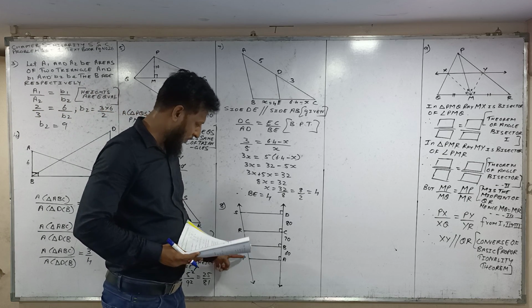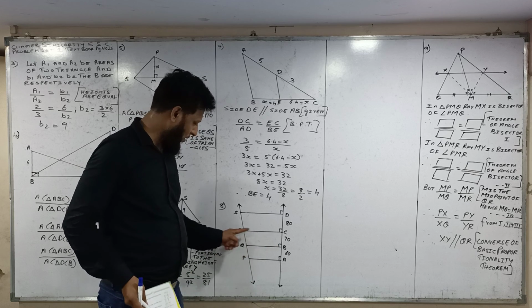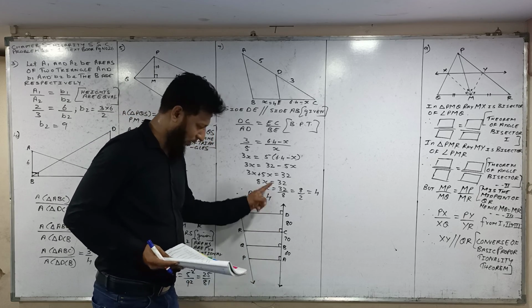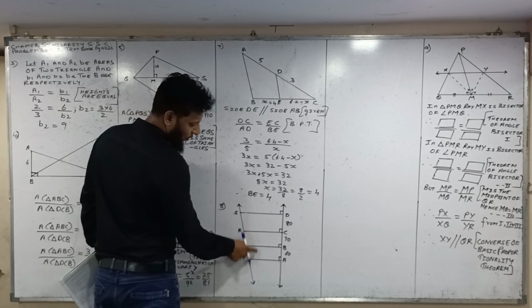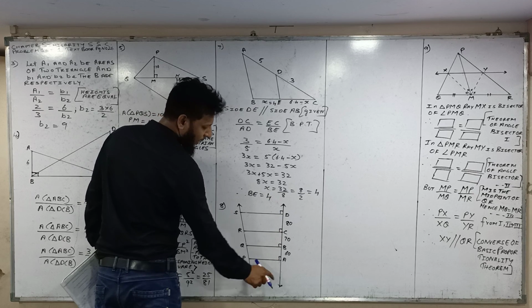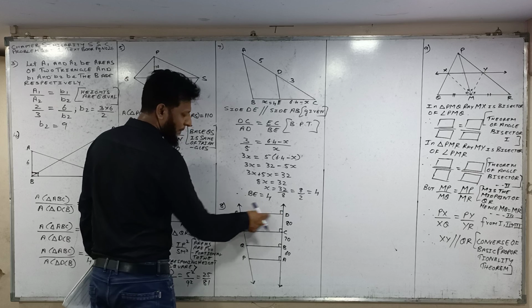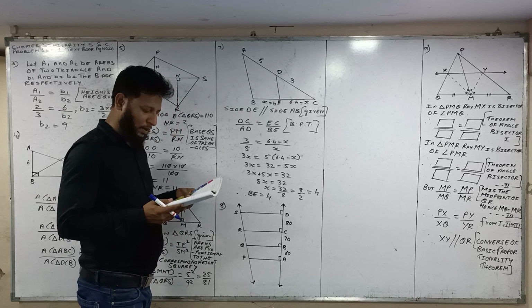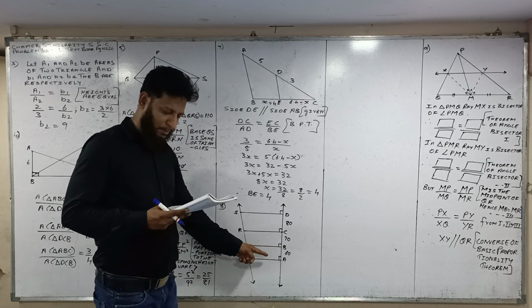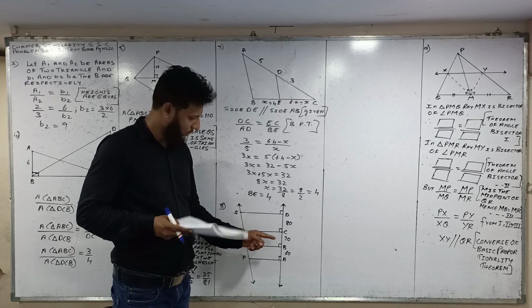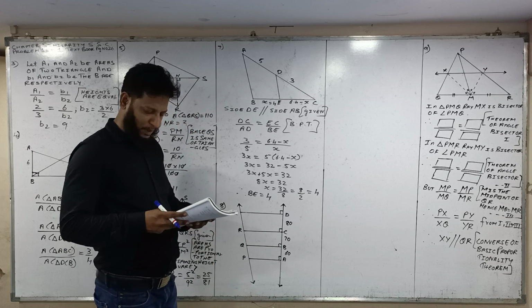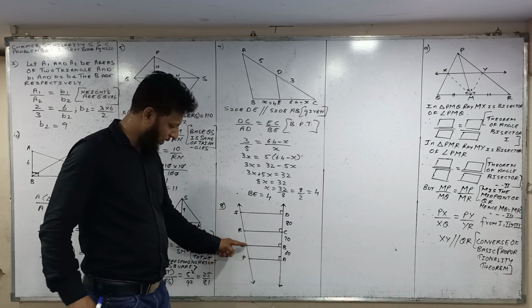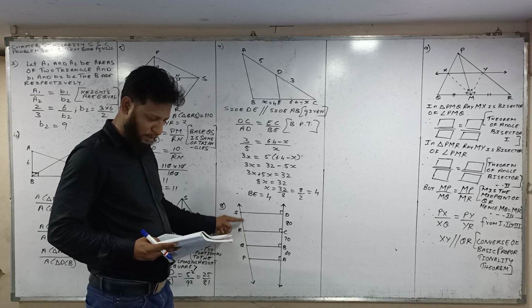Now in this diagram, segments PA, QB, RC and SD are perpendicular to this line AD. So when all these 4 lines are perpendicular to the same line, that means all these lines are parallel. AB is 60, BC 70, CD 80, and full PS is given 280. You have to find PQ, QR and RS.